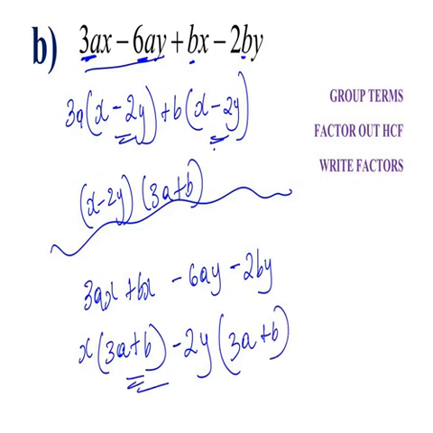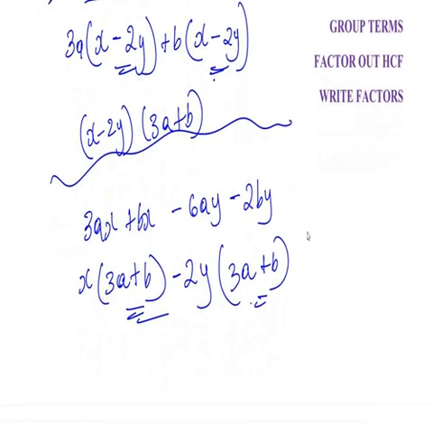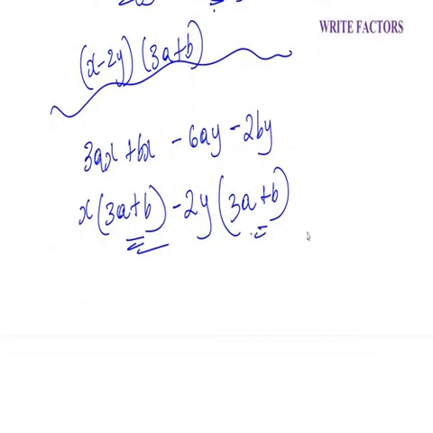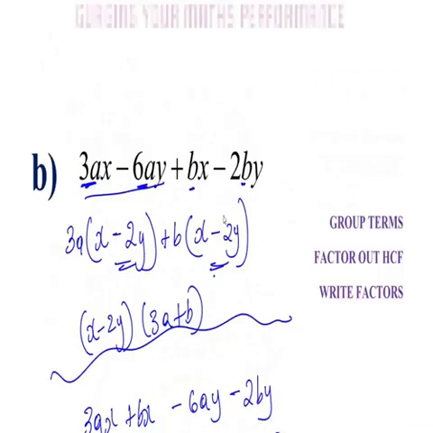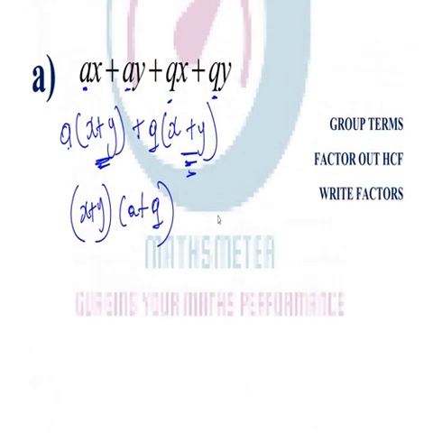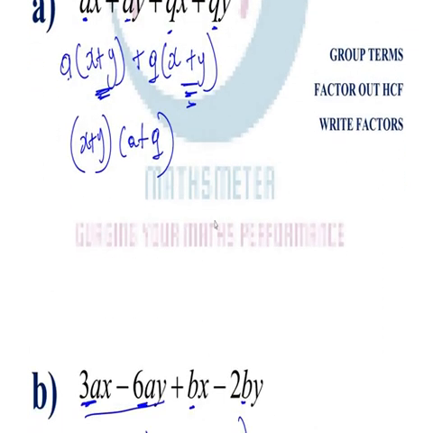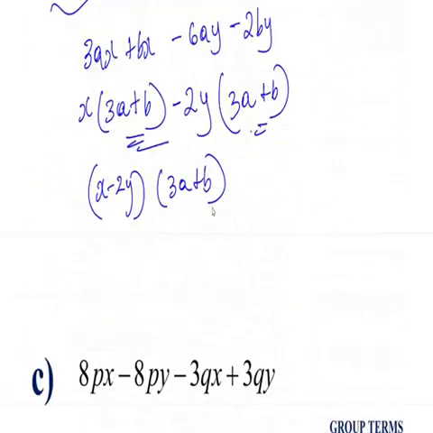So ding ding ding, we have a common binomial also. So hence our factors are going to be x minus 2y and 3a plus b. So yes, we could rearrange it, and we could have done that with question A. We could have rearranged that. We would have gotten the same solution.